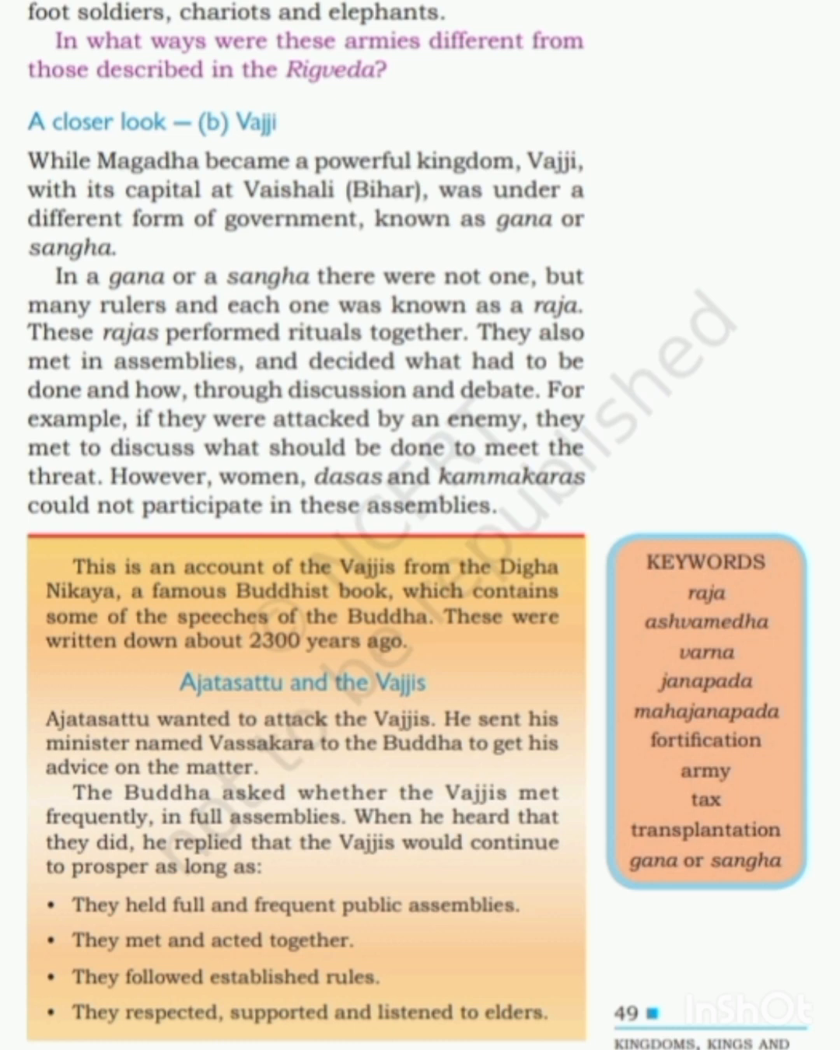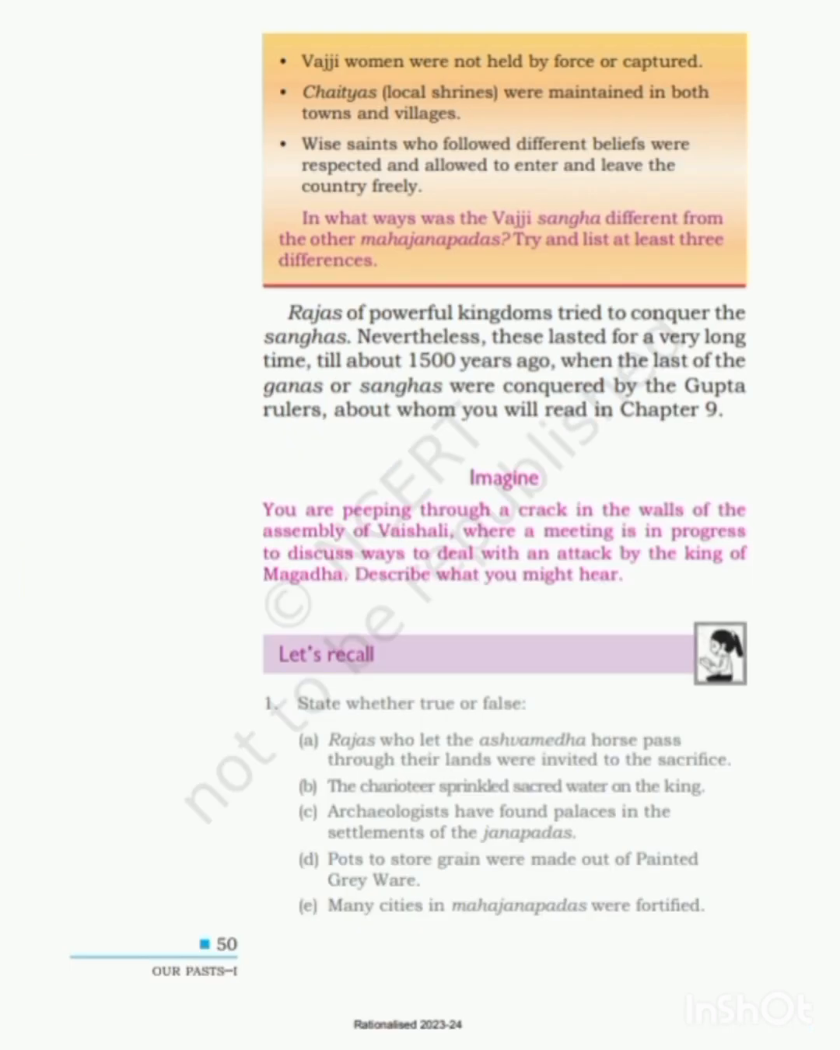Now moving ahead to the last subheading, a closer look at Vajji. While Magadha became a powerful kingdom, Vajji, with its capital at Vaishali in Bihar, was under a different form of government, known as Gana or Sangha. Now, what is Gana or Sangha? Gana is widely used for a group that has many members, and Sangha means an organization or an association. Basically, in Gana or Sangha, there was not one but many rulers altogether.